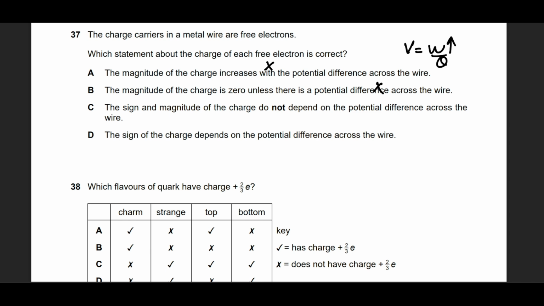The sign and magnitude of the charge do not depend on the potential difference across the wire. This looks like a plausible answer. Does the sign of charge depend on the potential difference? No, it does not. So it's going to be option C.